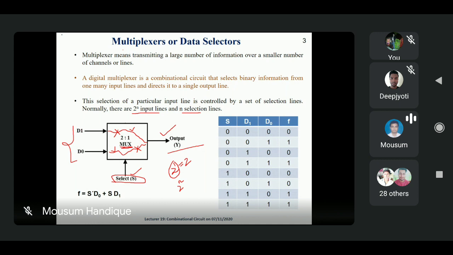But when we are using a 4 into 1 multiplexer, that time what happens? 2 to the power 2. How many selection lines are we using? Only 2 selection lines. Okay. Now see how this particular multiplexer actually works.